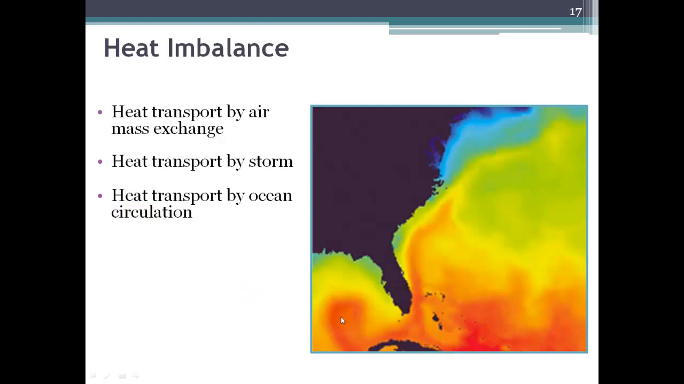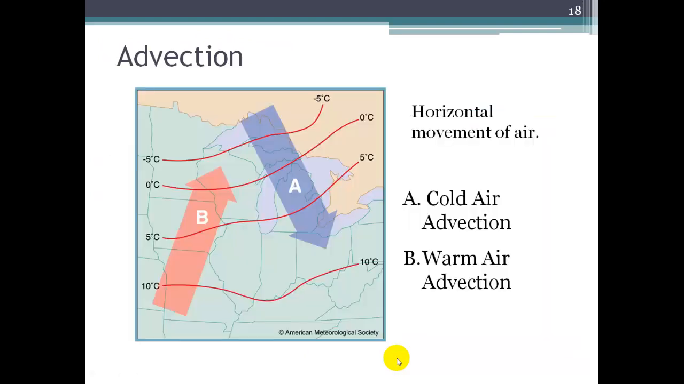We've got warmer waters around the tropical areas, cooler waters as we move northward in this case, and the jet stream that is causing this nice distribution of heat through the oceans.